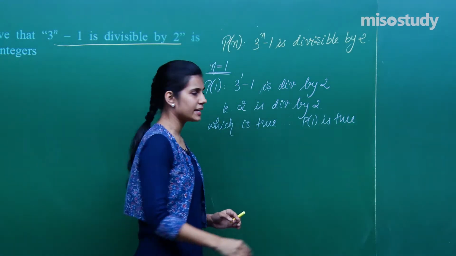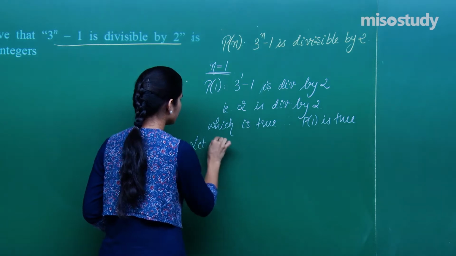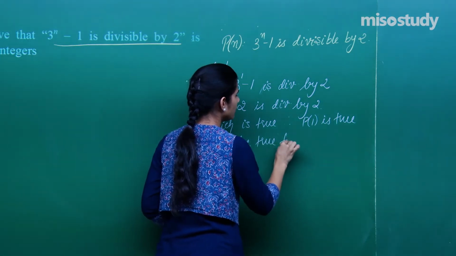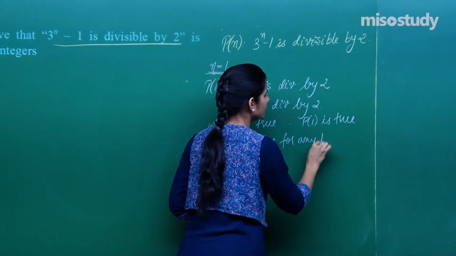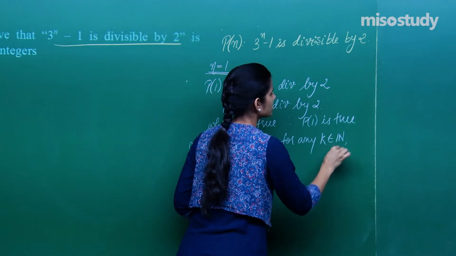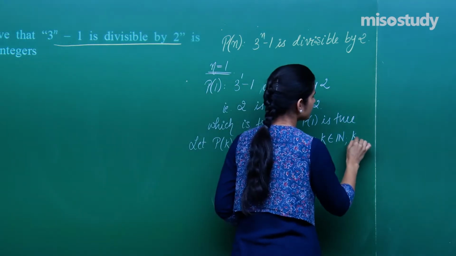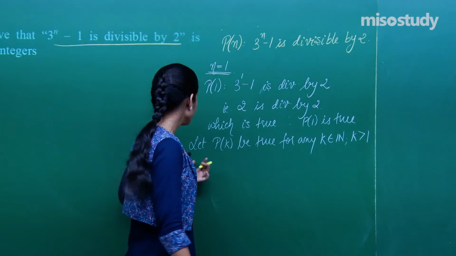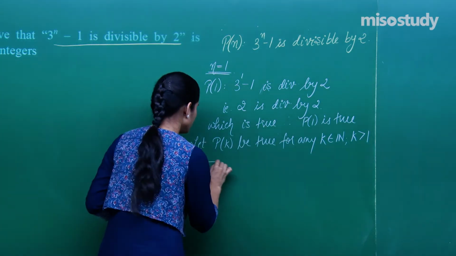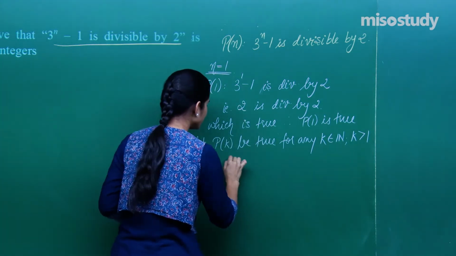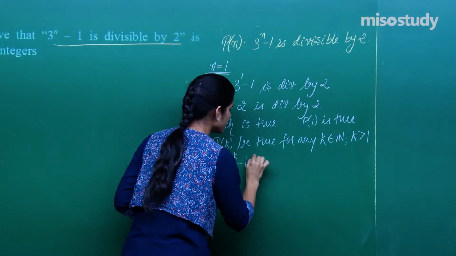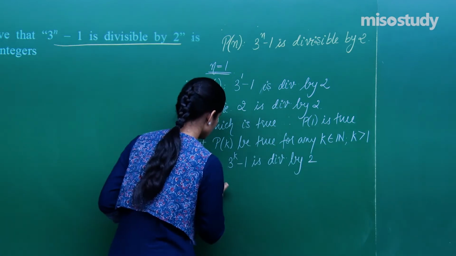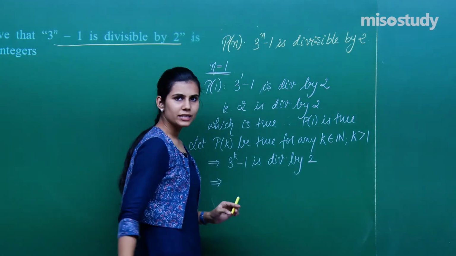Now I will assume Pk is true. Let Pk be true for some k natural number where this k is greater than 1. Any arbitrary k I have taken, Pk is true. Pk is true means 3 to the power k minus 1 is divisible by 2.